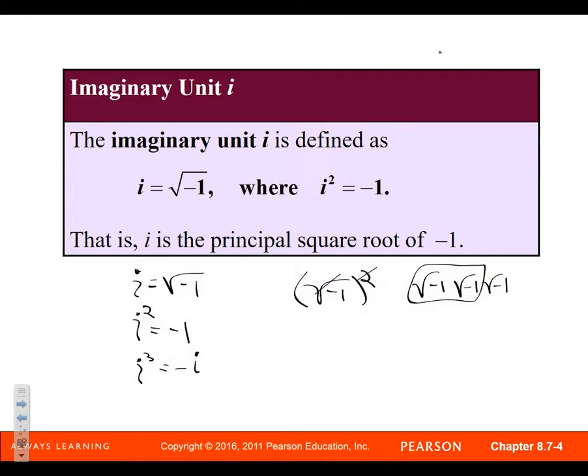Now, if I go i to the fourth, that's two of these, isn't it? So what's -1 times -1? +1. And that's it. You could go i to the fifth, but you know that four of them are going to make a 1, and you'll have one i left over, which means it's simply going to be i. You go i to the sixth. Four of those become a 1, and you're going to have two of those. So what's -1 times 1? It's -1 again. So that pattern simply repeats itself after every 4. This is what you want to know right here.